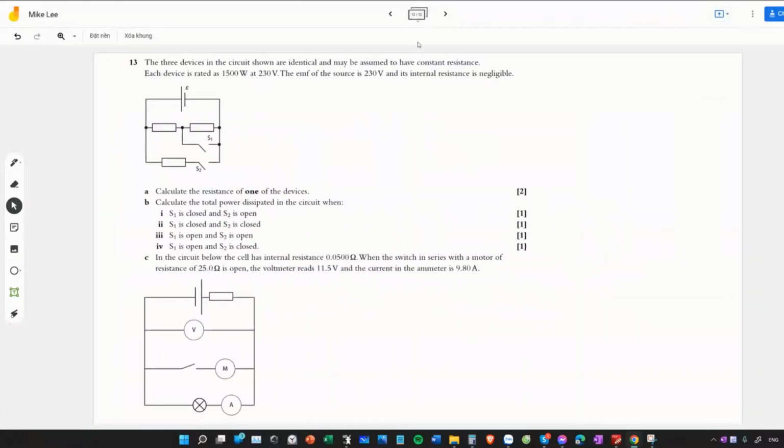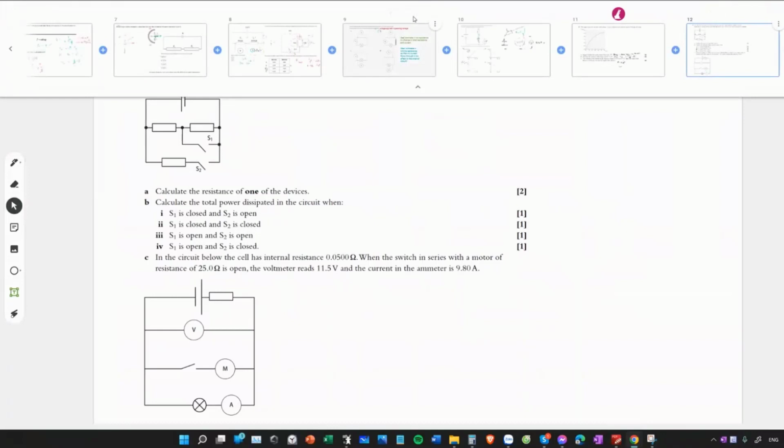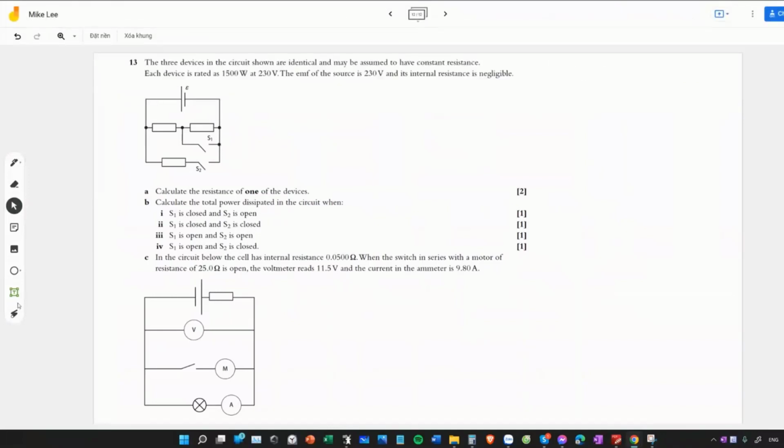Let's move on to the next page, 12. We have a circuit, and there are two switches. We are asked to calculate the resistance of one of the devices.